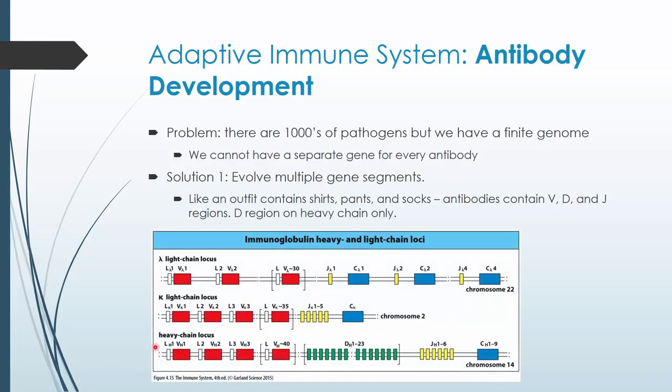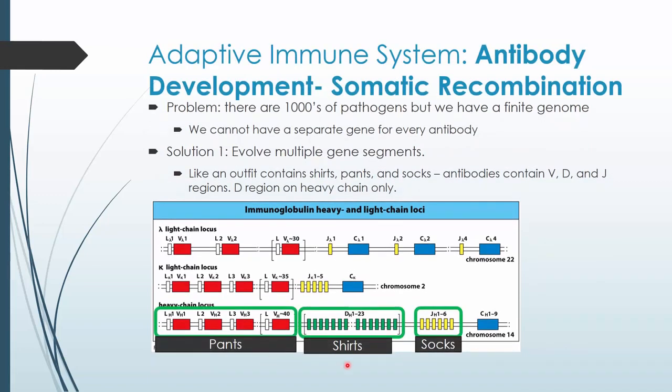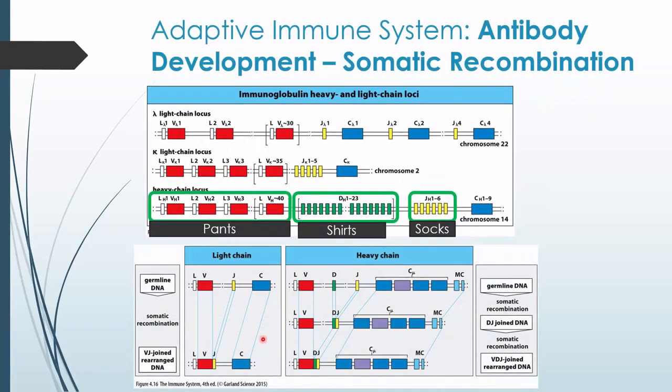If we look at this in pictorial form, we can see that the V regions are red, the J regions are yellow, and the D regions are green. And if we use our analogy, we can say that the red region is a pant, the green region is a shirt, and the yellow region is a sock. To make a functional antibody, you need one of each of these, okay? So you essentially choose one of the shirts, choose one of the socks, put it together, and you get a functional variable region of your antibody.